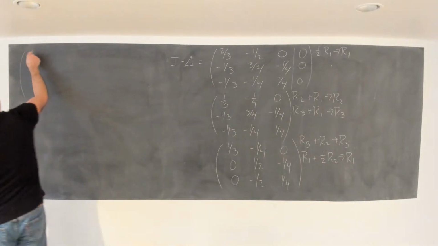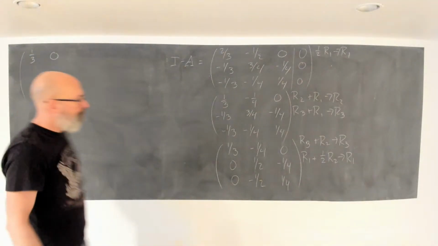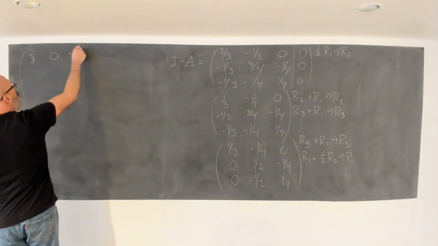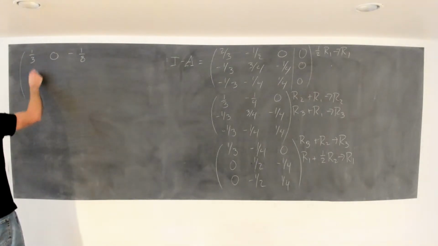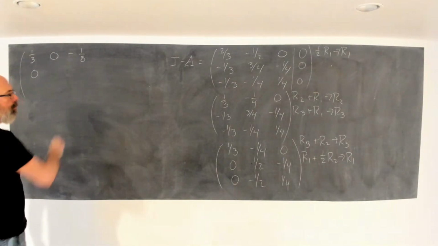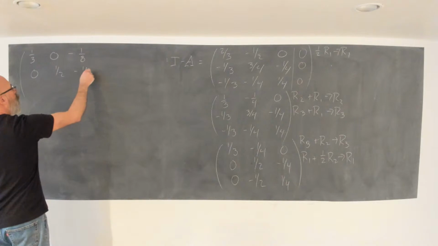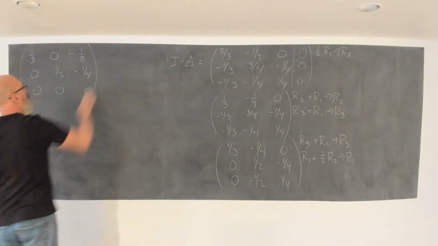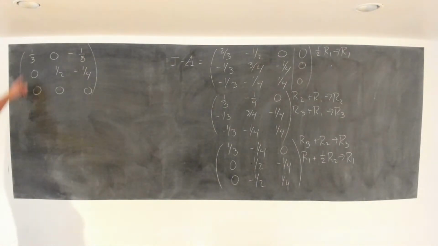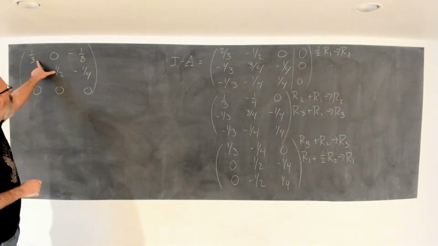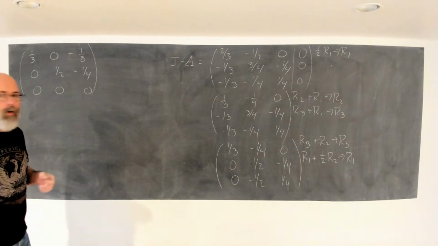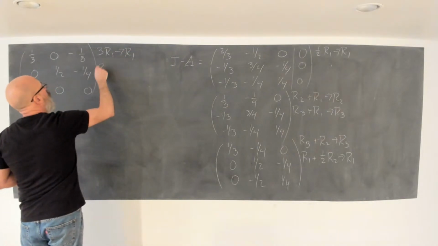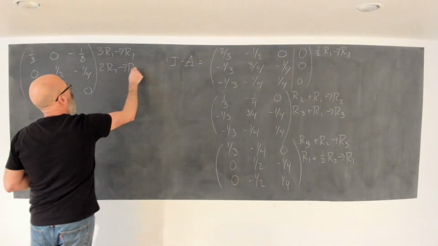So 1/3, 0, right? This plus 1/2. This plus 1/2 is minus 1/8. 0, 1/2, minus 1/4, and 0, 0, 0. Finally, let's get rid of the fractions here to bring it into reduced row echelon form. 3 row 1 for row 1, 2 row 2 for row 2.